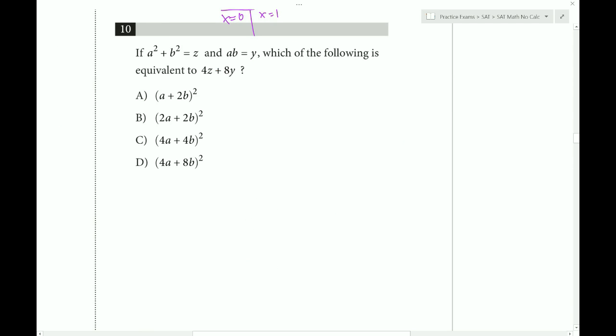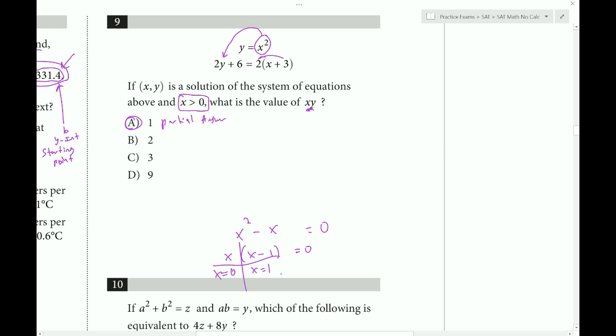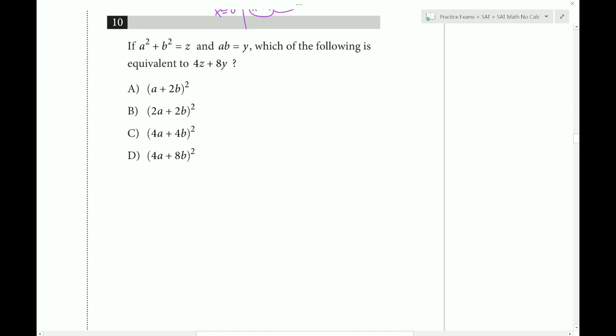If a squared plus b squared is z, and ab is equal to, sorry, wait a second, partial answer. Oh, they got me again. Partial answer. So x comma y. So I have to plug back in to get y. y is equal to x squared. So in this case, y is equal to 1 squared. So y is equal to 1. So then the product xy would be 1 times 1, which is still 1. So lucked out there.